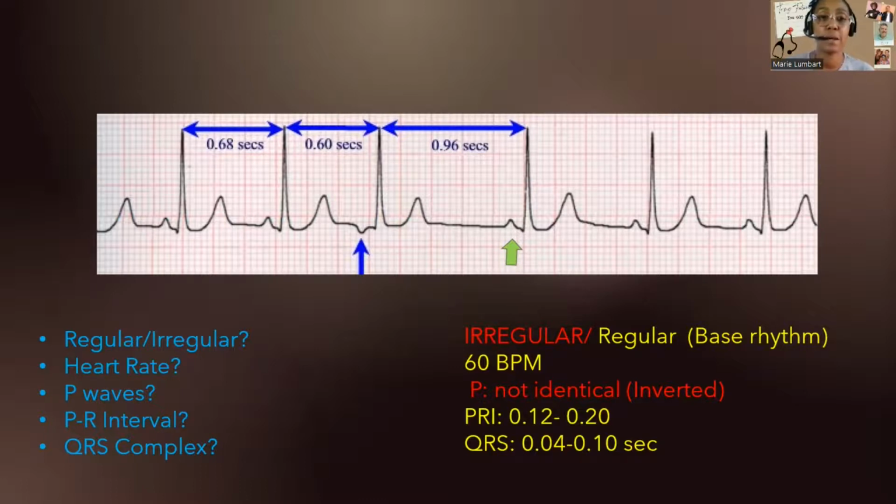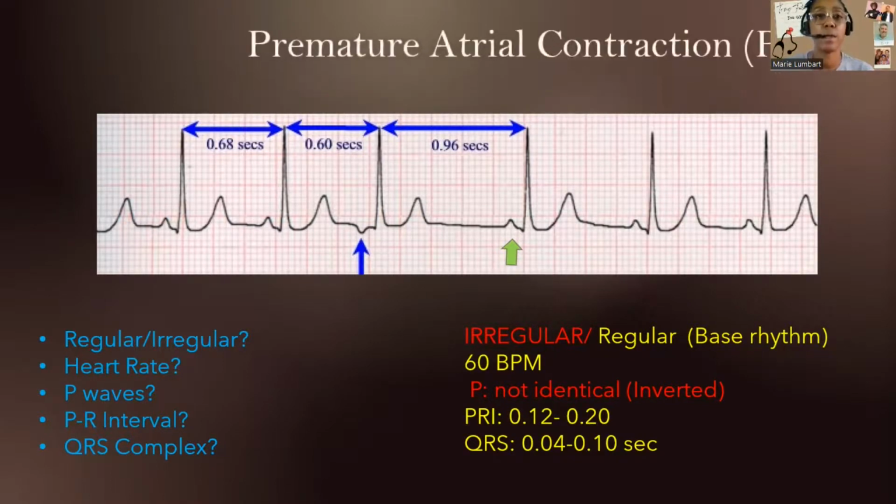The P waves are not identical. Our heart rate is 60 beats per minute. The PR interval is within normal limits, and the QRS complexes are within normal limits. This rhythm is what we call a premature atrial contraction, or PAC. Okay, so that complex with the inverted P wave, that is our premature atrial contraction.